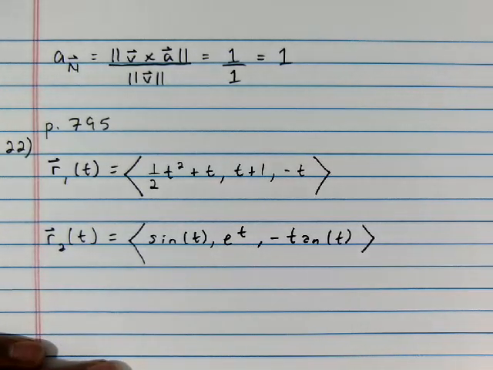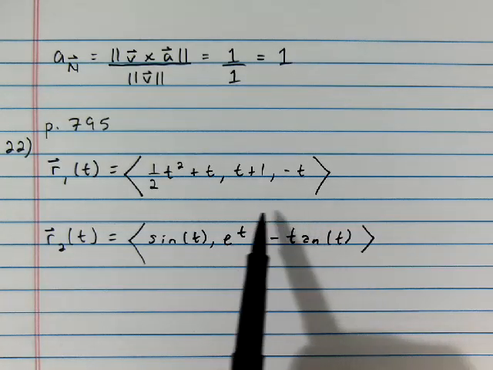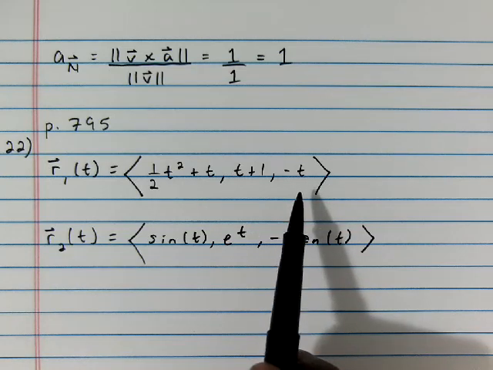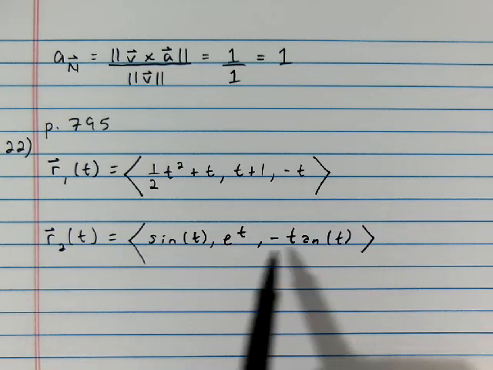I forgot what we were supposed to do. Show that these two curves intersect at the point 0, 1, 0, and that the vectors tangent to the two curves at 0, 1, 0 are parallel. So first we're going to show that they intersect at 0, 1, 0. That means we need to find some value t for which this is equal to 0, 1, 0, and this is equal to 0, 1, 0.